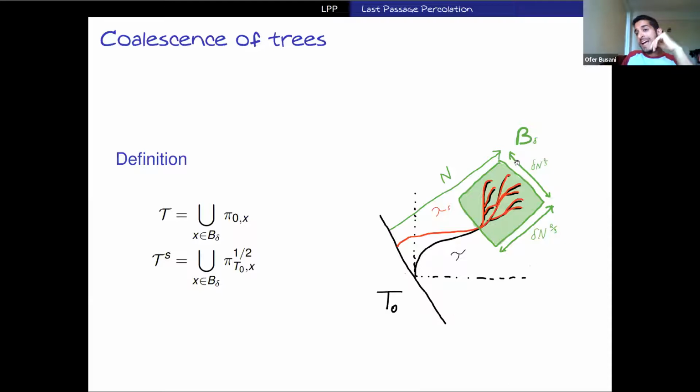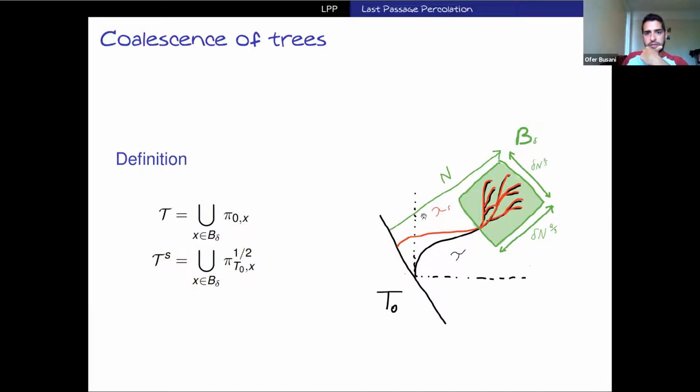And the side of the box will be delta n to the 2/3. So we look at all the geodesics starting from the origin and terminating somewhere in the box B delta. And similarly, we do the same for the stationary geodesic of density 1/2, starting from T0, and terminating in B delta. A priori, there's no reason why these two trees should agree in the box B delta.